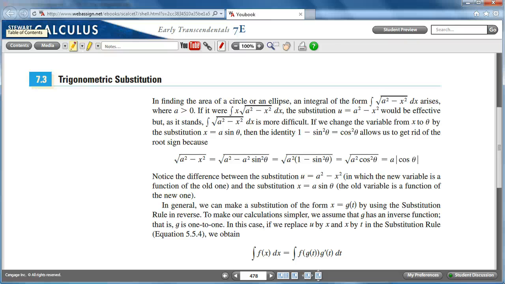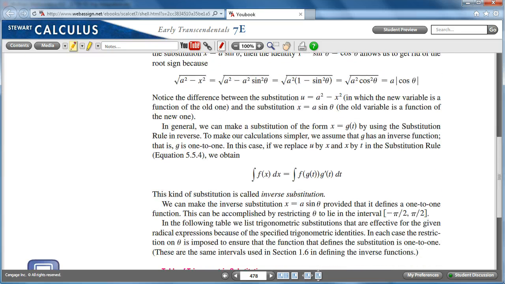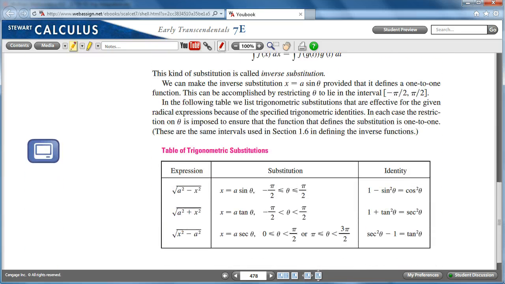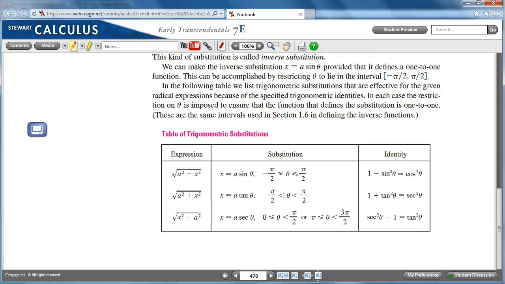Section 7.3 Trigonometric Substitution. In this section, we're going to talk about the integrals that require a substitution of trigonometric functions, which is summarized in the table of the lower part of page 478 of our textbook.